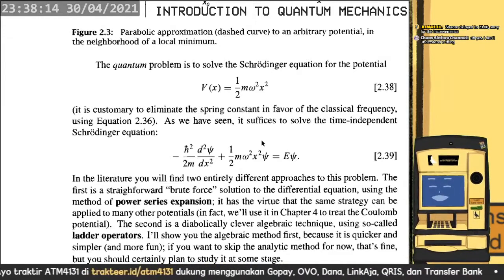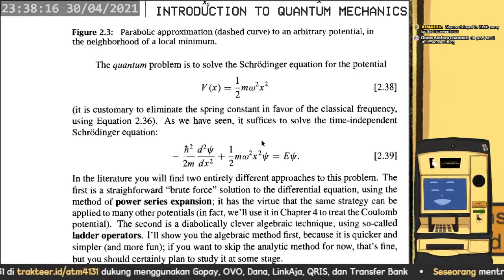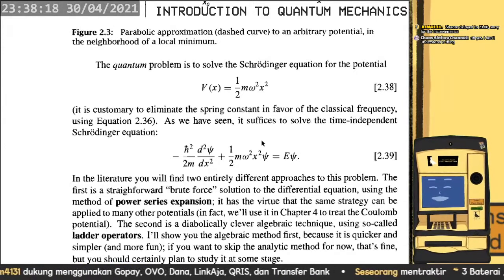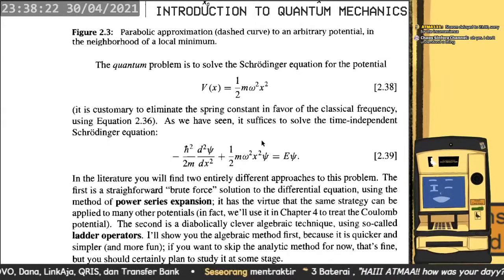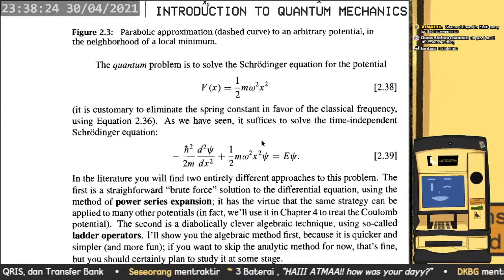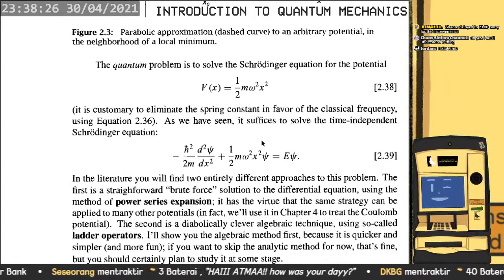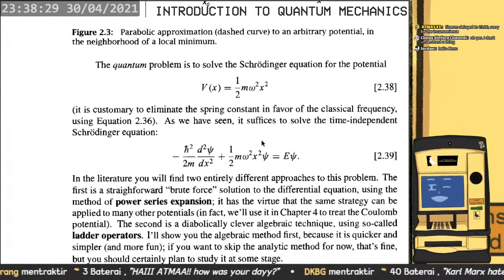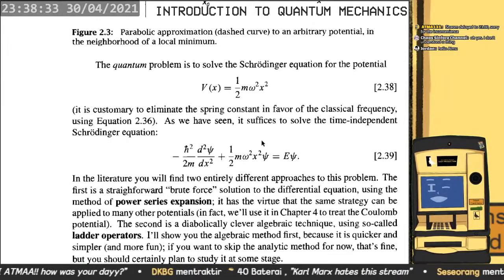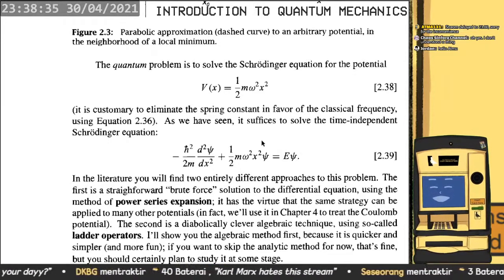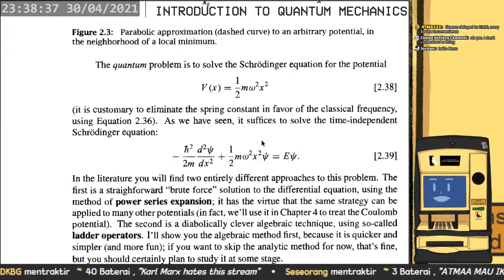The first is a straightforward brute force solution to the differential equation using the method of power series expansion. It has the virtue that the same strategy can be applied to many other potentials. In fact, we will use it in chapter 4 to treat the Coulomb potential. The second is a diabolically clever algebraic technique using the so-called ladder operators.